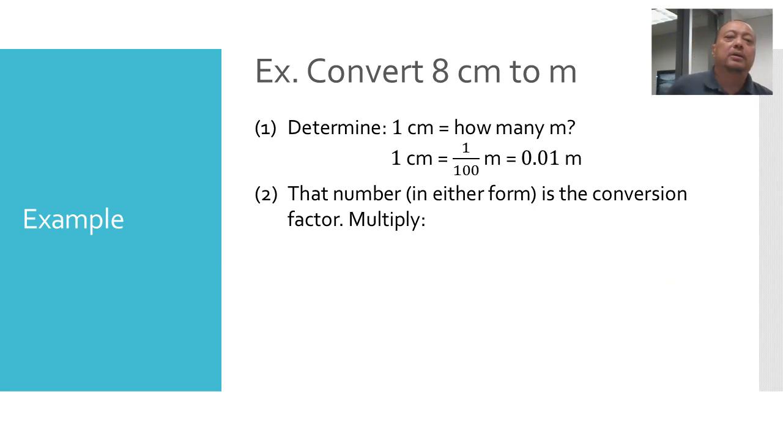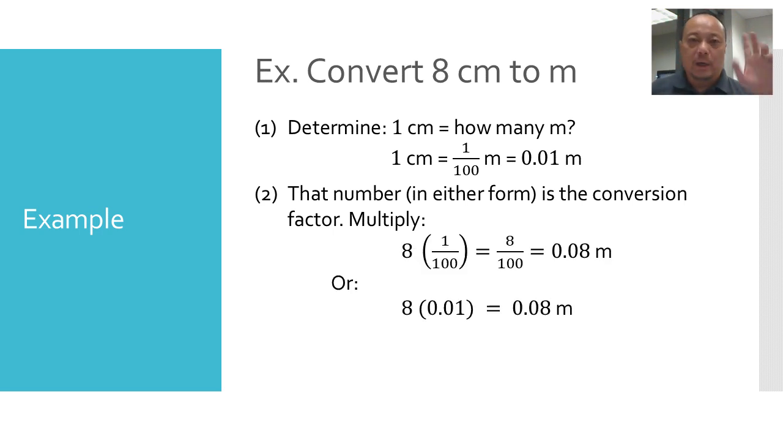Welcome back. 1 cm is 1/100th of a meter, which in decimal form is 0.01. We multiply. Well, which one? The fraction or the decimal? Doesn't matter. Pick one. 8 times 1 over 100 equals 0.08. 8 times 0.01 also equals 0.08.